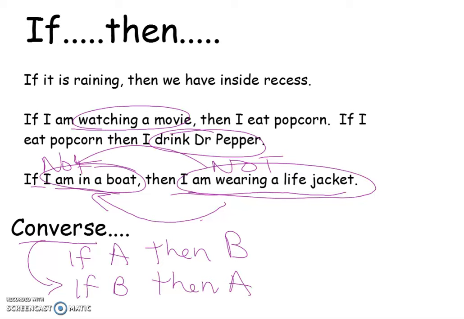Isn't it like the rhombus? It is kind of like that, yes. If it is a rhombus, then it is a square. That's not necessarily true. If it is a square, then it is a rhombus. Like the dogs and the poodles. When you switch the converse, you switch the hypothesis and the conclusion.